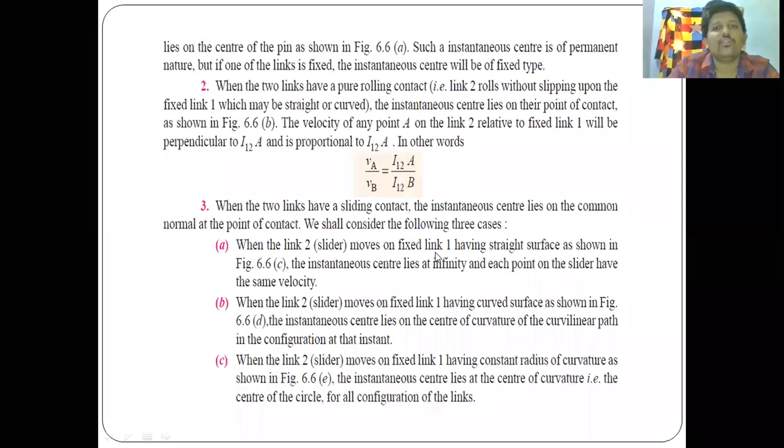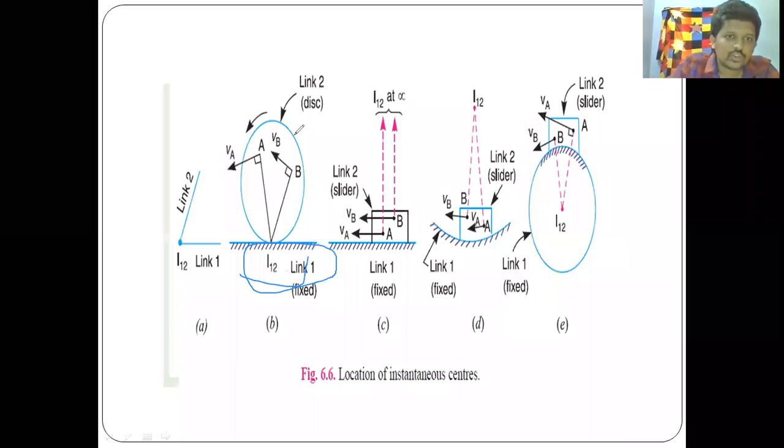Next, the second one is when two links are having rolling contact, they are rolling. The instantaneous center lies on their point of contact. Here you have a rolling contact. This is link 1 which is fixed, and link 2 is rolling onto link 1. Now the instantaneous center will be at the point of contact. Hence, this is our floor and some ball is rotating. The instantaneous center for that will be at the point of contact. Here it is at the center of the pin. Here it is at the point of contact.